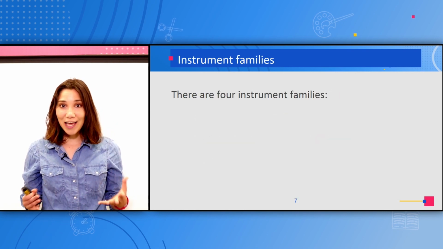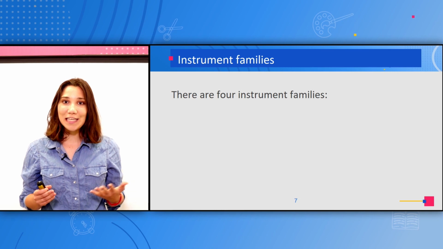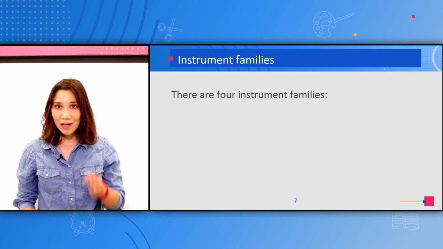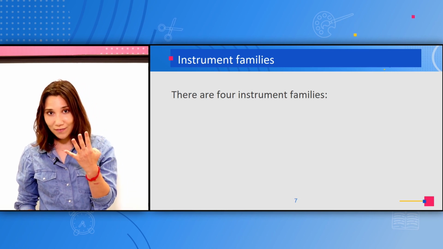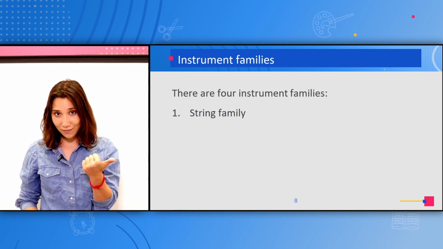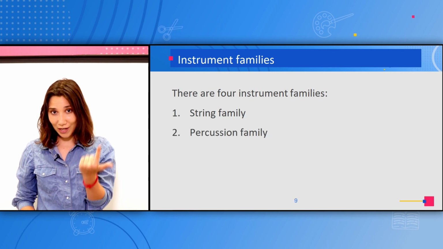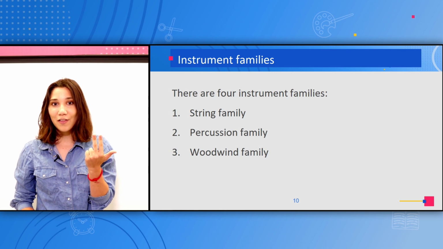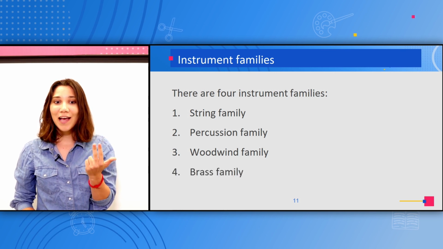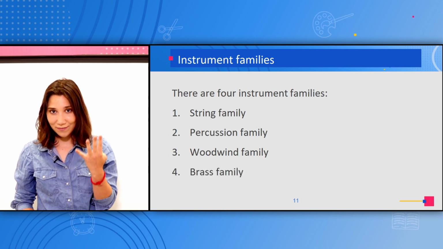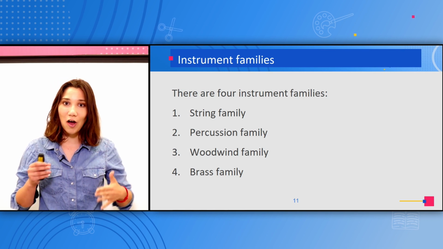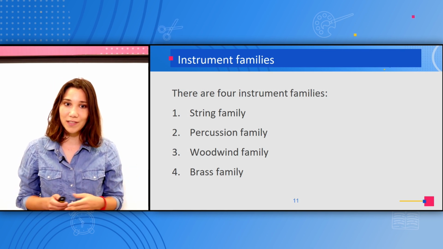So, let's talk about different instrument families. There are 4 instrument families. We have the string family, the percussion family, the woodwind family, and we have the brass family. So let's look at all of the different instrument families.